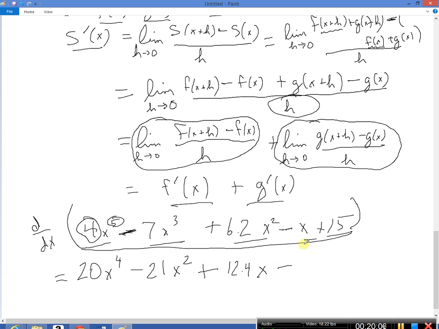Next, we take the derivative of x, which is x to the 1. So that's going to be 1 times x to the 0, or just 1. Or another way to think of it, x is a diagonal line. So the derivative of that is the slope of that line, which would be 1. Got a minus coming from there. And then the derivative of 15 is the derivative of a constant. That would be 0. So plus 0, which I don't have to write at all. Anyway, this is then the derivative of that polynomial.